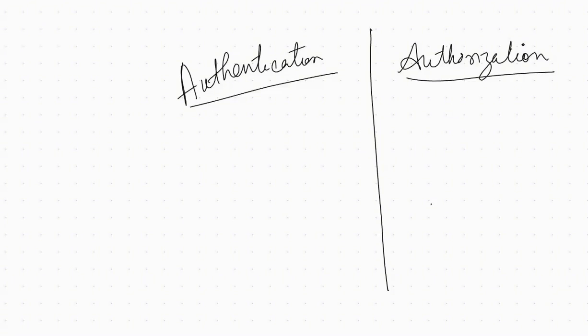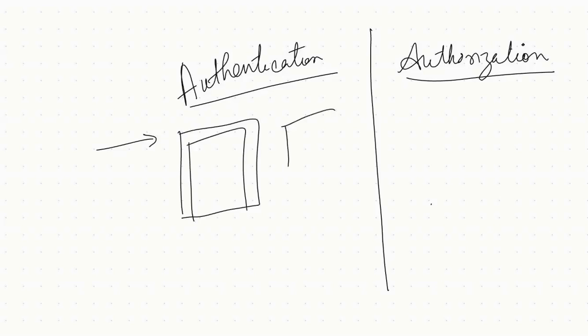To set the base, I have an example. Imagine you go to an office. Proof of identity, very good. You go to an office. What is the first thing that they would check at the security entrance? ID card. Yes, your ID card is being checked.